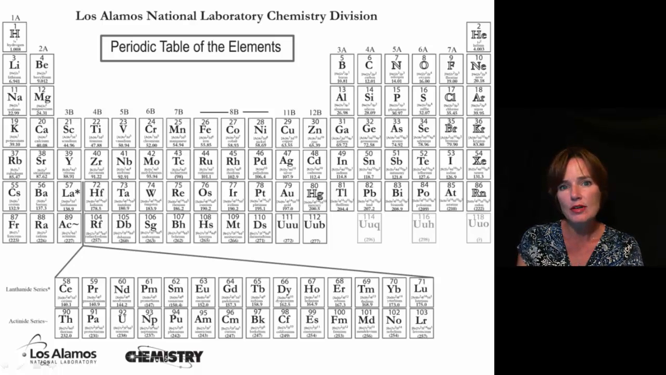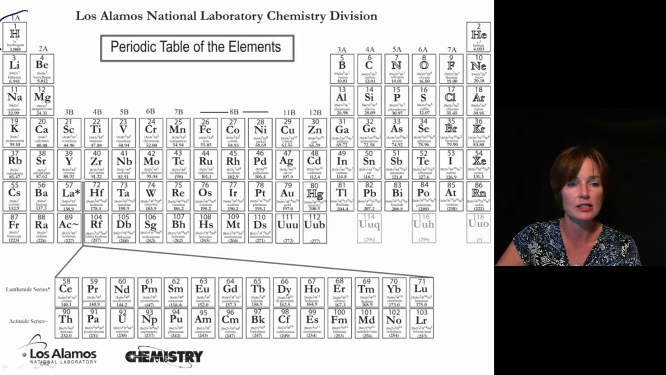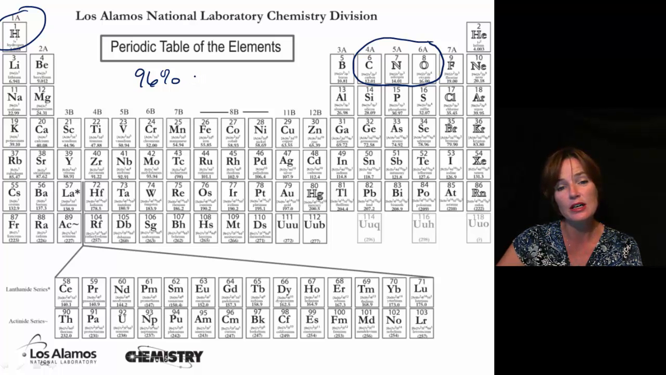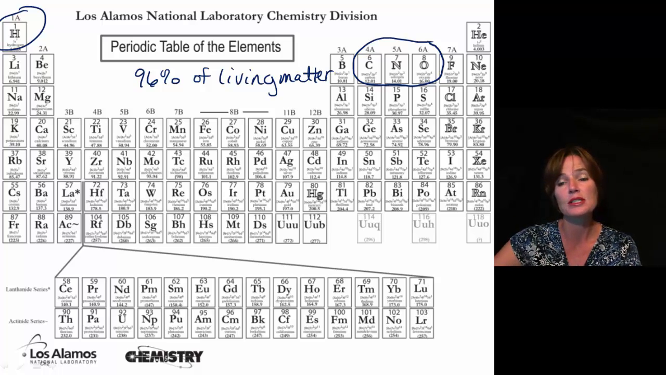Now, there are a lot of different elements, but the four that we are going to be focusing on specifically are hydrogen, and then carbon, nitrogen, and oxygen over here. And the reason that we're focusing on those four is because they do make up together 96% of living matter. And so if it's 96% of living matter, that means that these are going to compose 96% of microbes, which again is really what we're focusing on in this course.